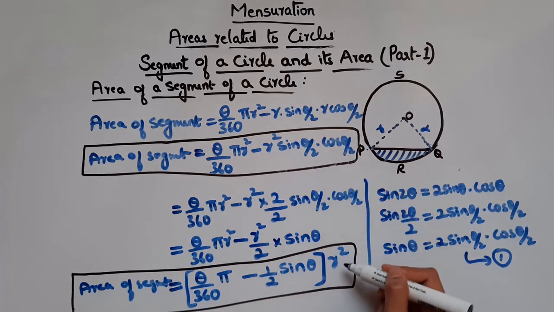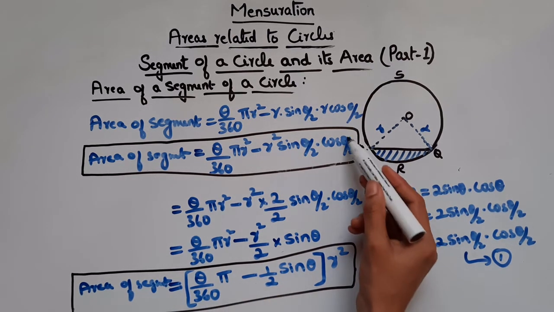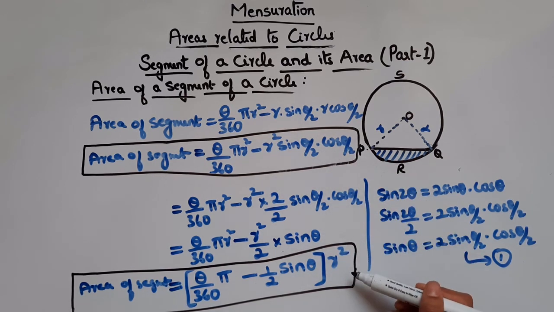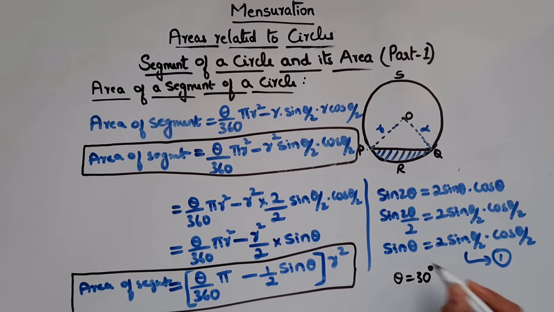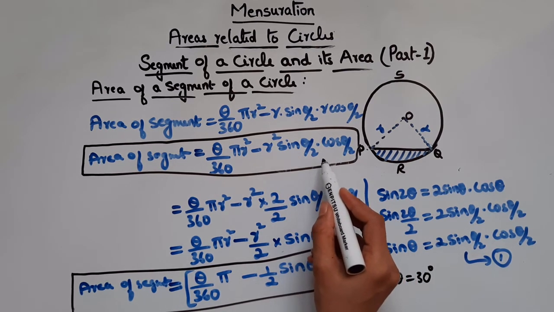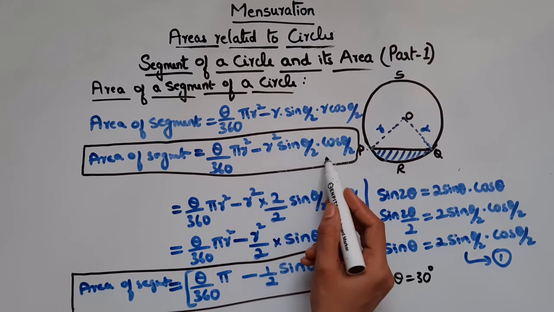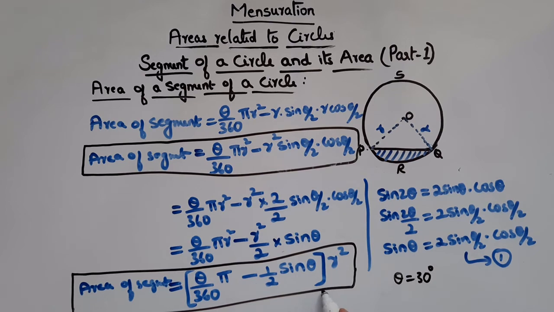So you got two formulas to remember. Depending on the value of theta, you have to choose whether to go for this formula or this. If angle theta is equal to 30 degree, then you cannot go for this formula. Here 30 by 2 is 15, so sine 15, we don't know the value of sine 15. In that case, you have to choose this formula. So sine 30, we know the value of sine 30.